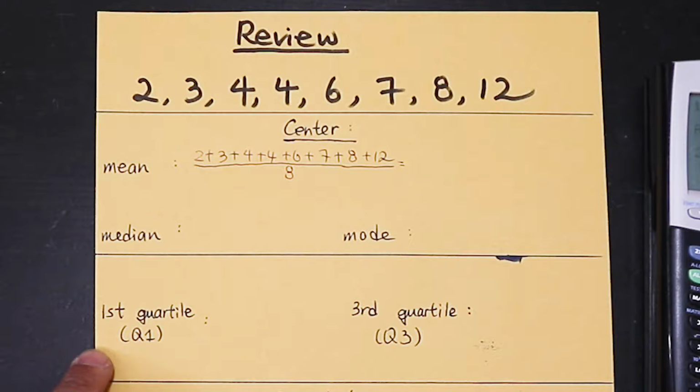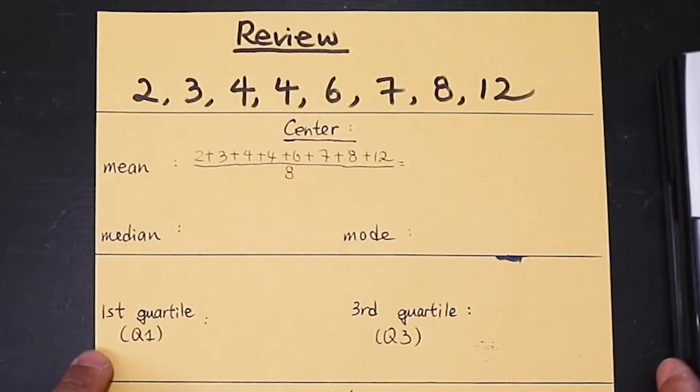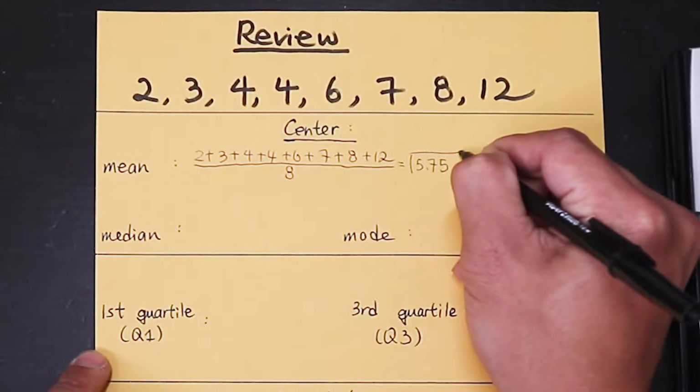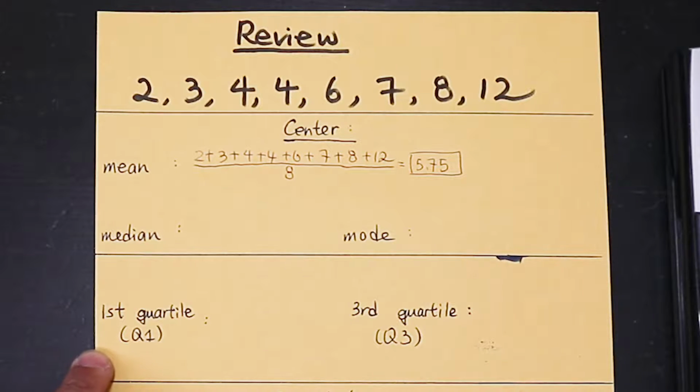So let's add them together. 6, 7, 8, 12 divided by 8. And it turns out to be 5.75. So that means the average, the mean of these 8 numbers is 5.75.